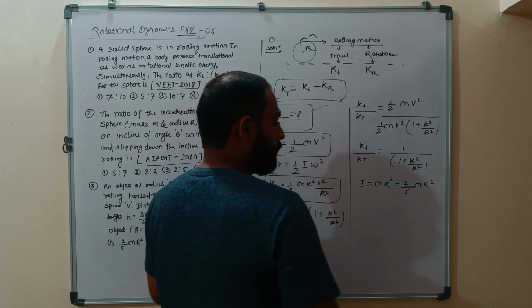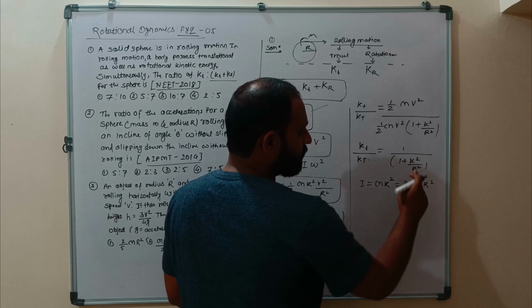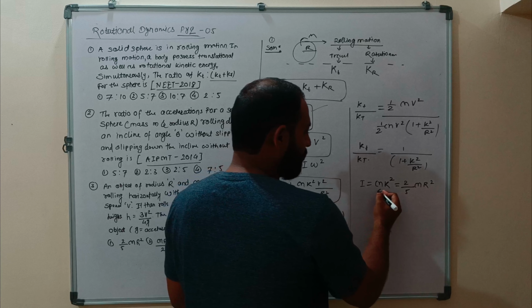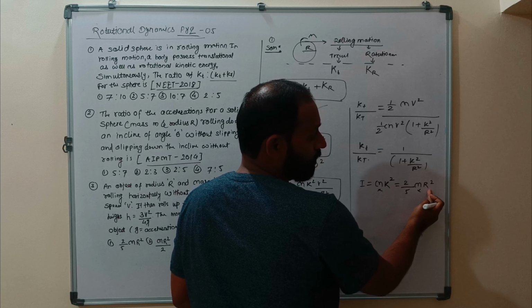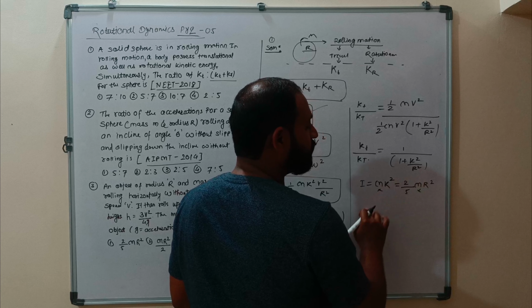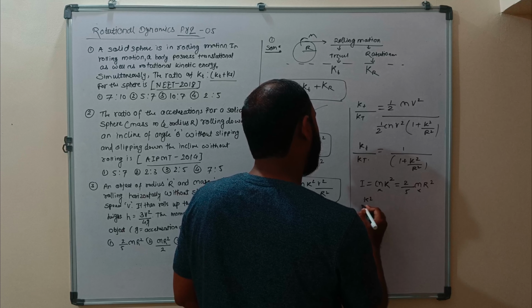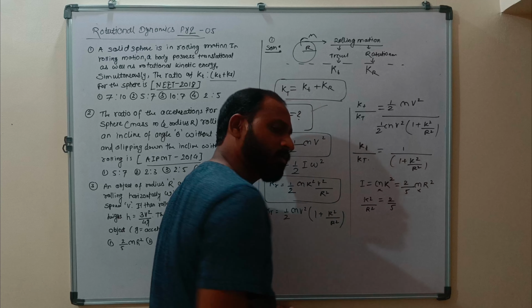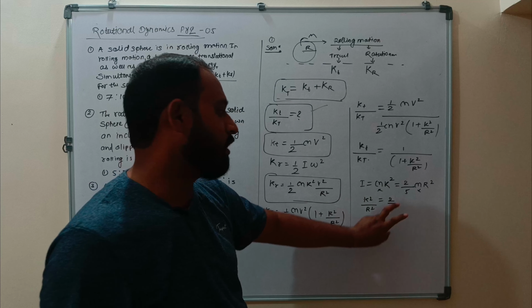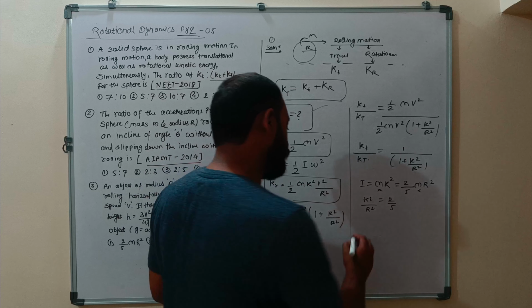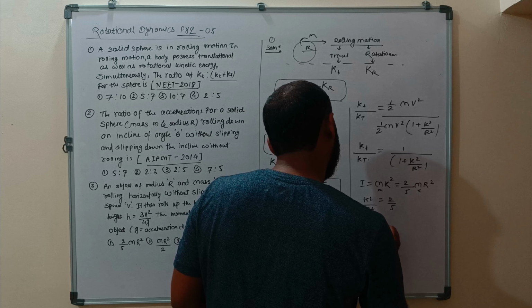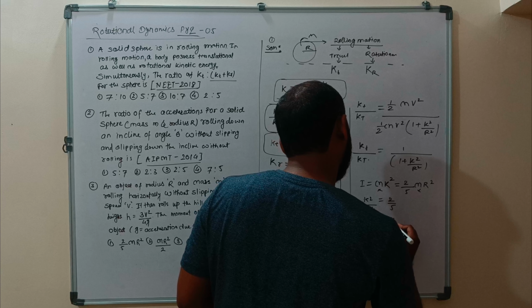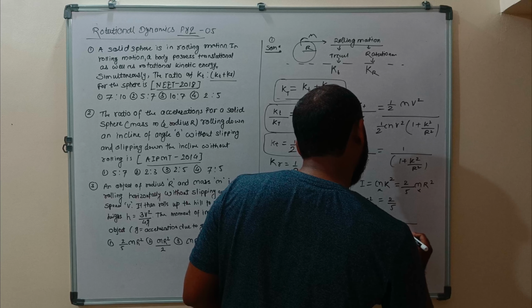Now from this you can adjust the k square by r square value. Shift r square from the right hand side to the left hand side, therefore k square by r square. What remains on the right? 2 by 5. Then what is the value of k square by r square? 2 by 5. Put this value here, you will get the ratio. Therefore 1 plus 2 by 5.